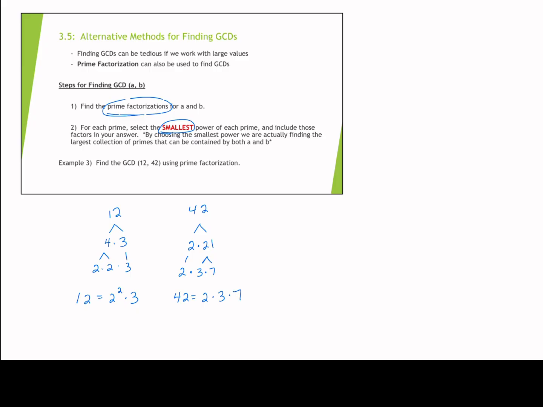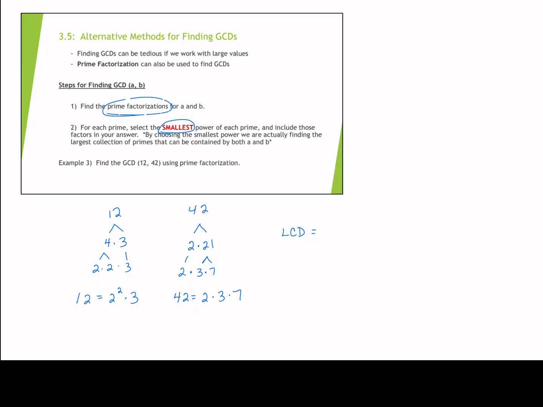Now from here, what we want to make sure of is that when we find your LCD, so I'm going to start marking my work here. If I want to find my LCD, I have to take every prime base that I see, and I'm going to choose its very smallest power in either one of those lists.